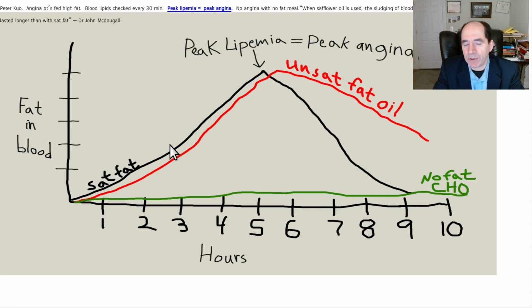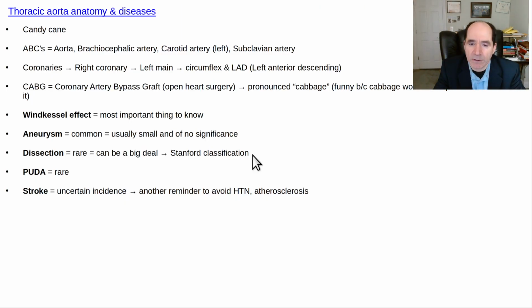If you feed them sat-fat, Peter Quo's 1950s research studies, he's a cardiologist from Philadelphia, took his cardiac angina patients, checked their blood lipids every 30 minutes, and at peak lipemia, they also had peak angina. And he tried it then in the 1960s. And then also Ray Rosenman and Meyer Friedman did these experiments, the ophthalmologists. They tried it with unsaturated fat, the PUFAs, omega-6 cooking oils, and it was even worse. More prolonged blood sludging, hyperlipidemia causing tissue ischemia. And they also showed that in the eyes with an 80-fold power microscope.